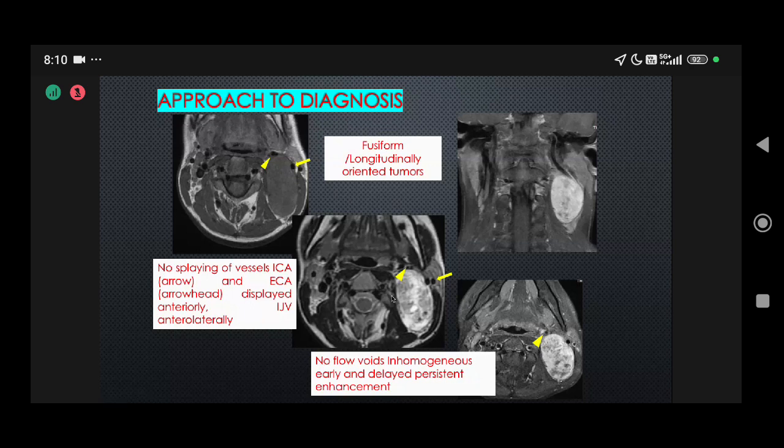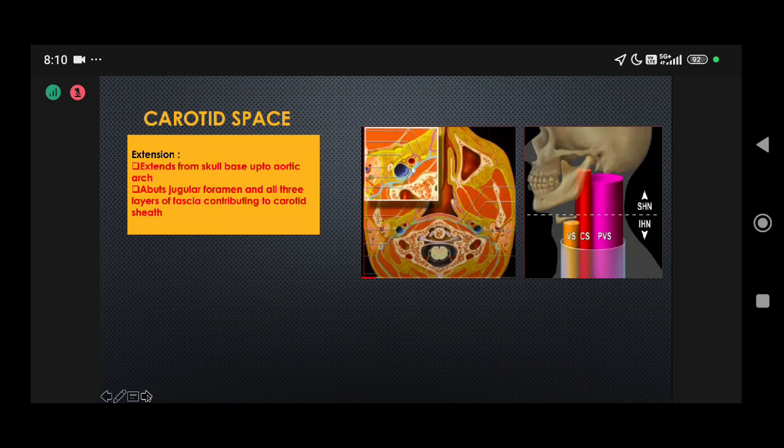The vessels are moving anteriorly, and even the IJV is displaced anteriorly and anterolaterally. So what is happening here is that the structure in the carotid sheath which lies posteriorly gives rise to the lesion, which is displacing the vessels anteriorly. With no flow voids, this is nothing but a sympathetic chain schwannoma.